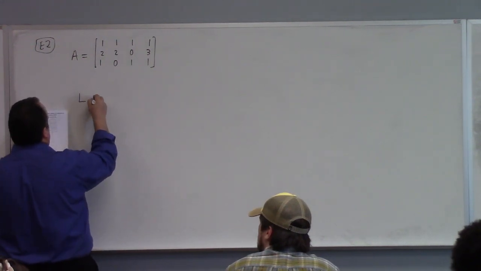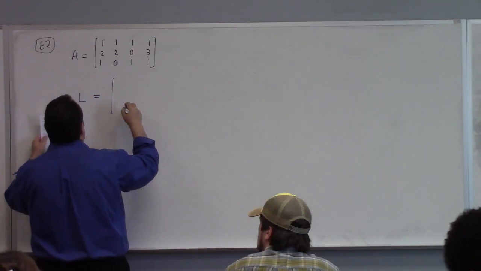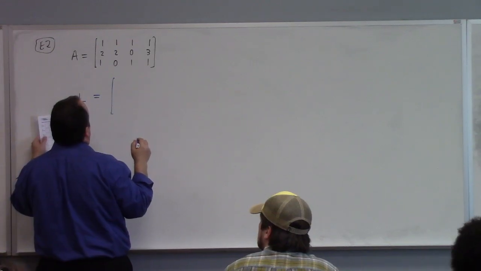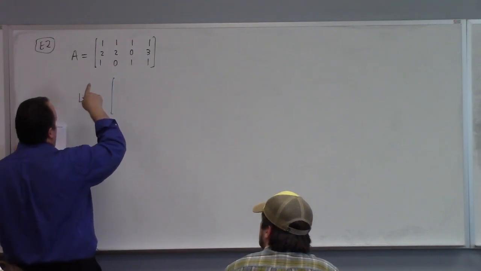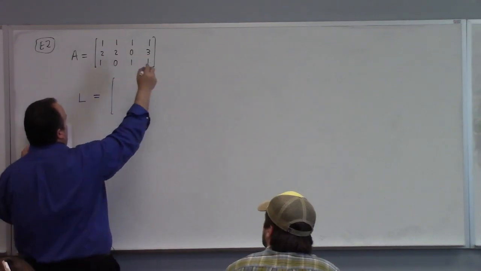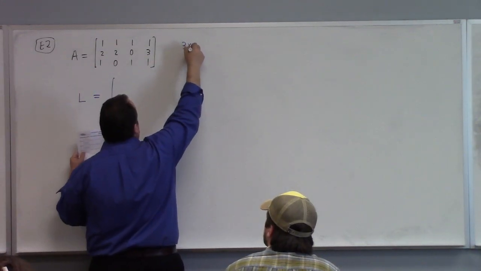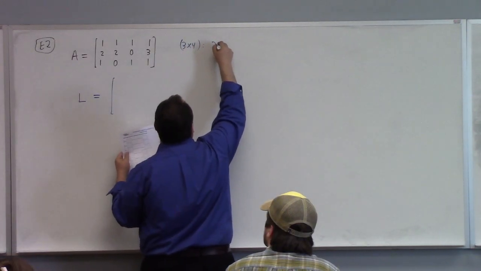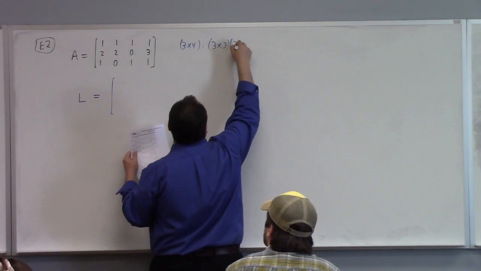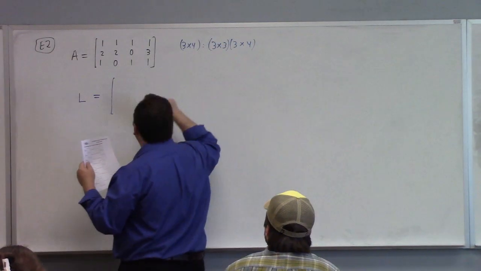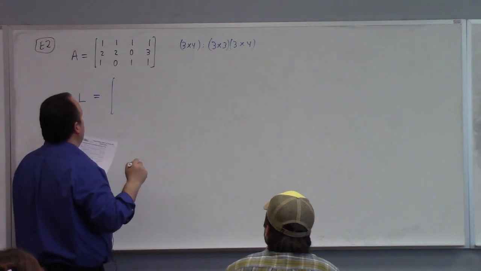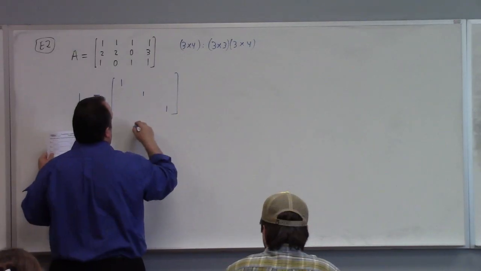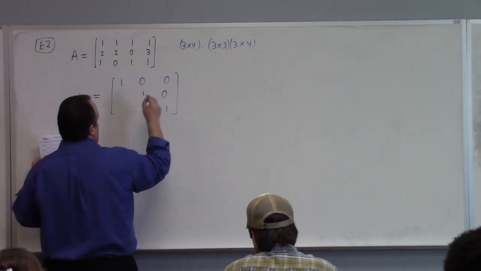So let's see here. So L is going to be LU. So how big is L and how big is U? This is a 3x4 matrix, right? And so I think it's going to have to work into like a 3x3 times a 3x4, if I remember right. So I'm expecting that we're basically using the 3x3 identity matrix and trying to add some stuff here.